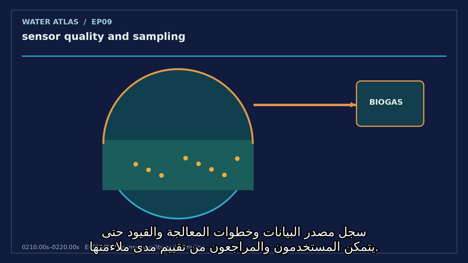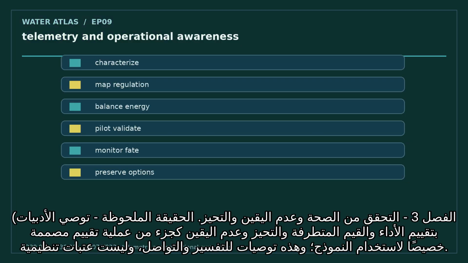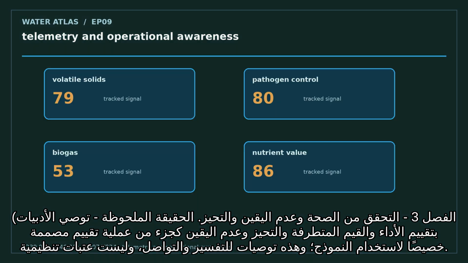Chapter 3. Validation, uncertainty, and bias. Observed fact. The literature recommends assessing performance, outliers, bias, and uncertainty as part of an evaluation process tailored to model use. These are interpretation and communication recommendations, not regulatory thresholds.